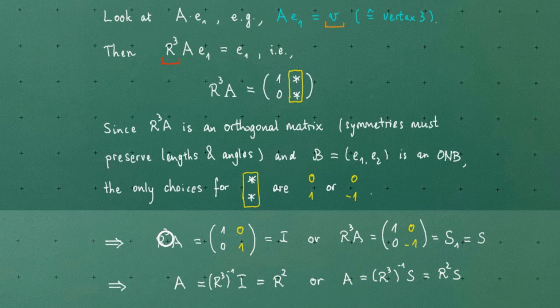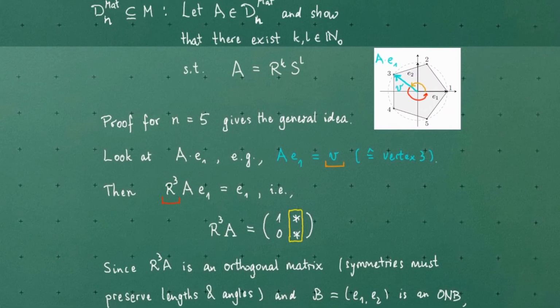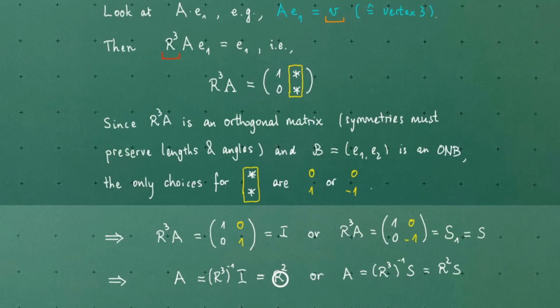I multiply from the left with the inverse of this guy here, which is possible since I'm in a group. So I end up with A equals the inverse of r to the third power times the identity. But what is the inverse of r to the third power? This is simply r squared, because if I rotate here, r to the third power gives me this vertex here. If I rotate by another 2 alphas, 72 degrees, I end up at the origin. So the inverse of this is r squared.